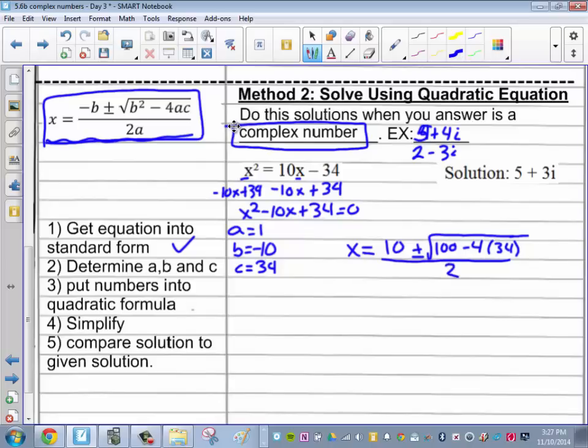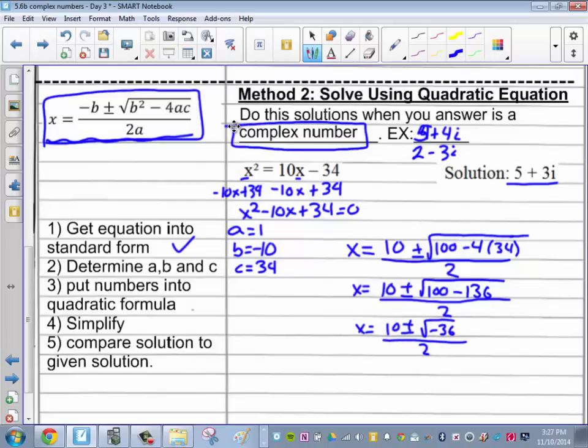So now let's go about simplifying this down. I got my x is equal to 10 plus or minus. What we're trying to do is see if this is a solution. Let's see if we can get there. 10 plus or minus the square root of 100. What's 4 times 34? 4 times 30 is 120. And then 4 times 4 is 16. 120 plus 16 is 136, minus 136. All over 2a. Okay, and so let's keep on simplifying. I got x is equal to 10 plus or minus the square root of 100 minus 136, which is negative 36, all over 2.